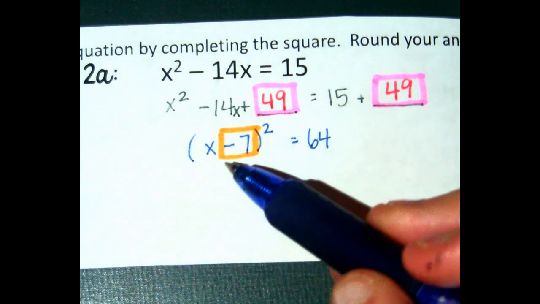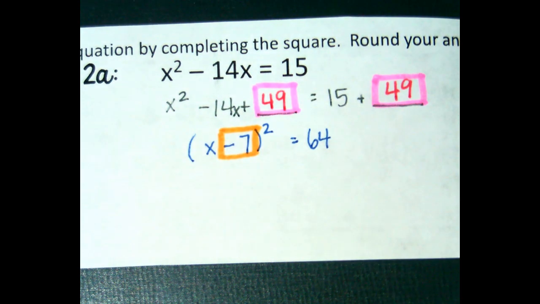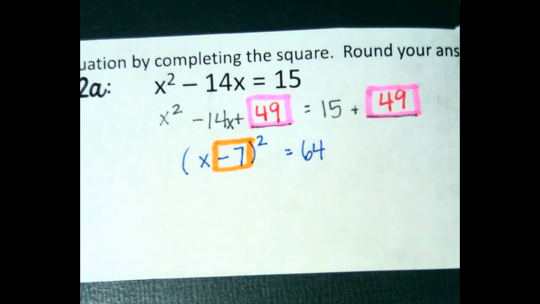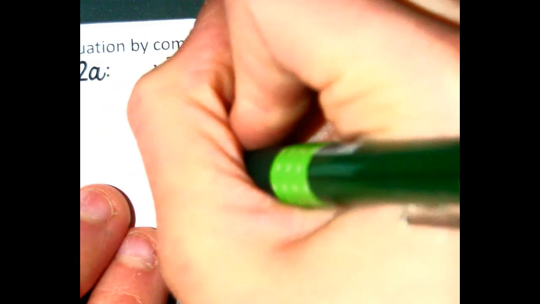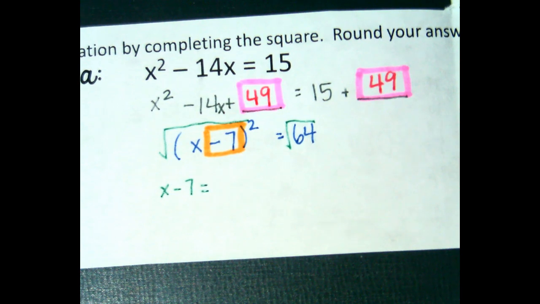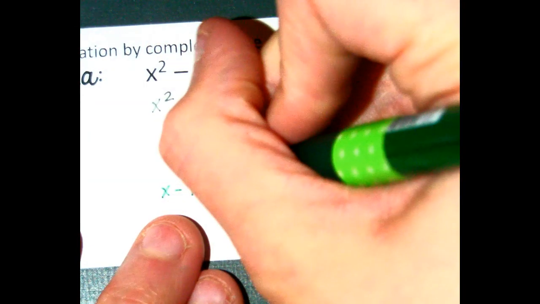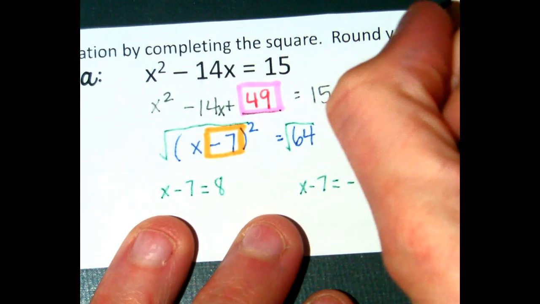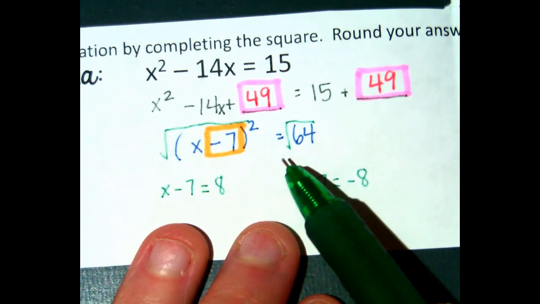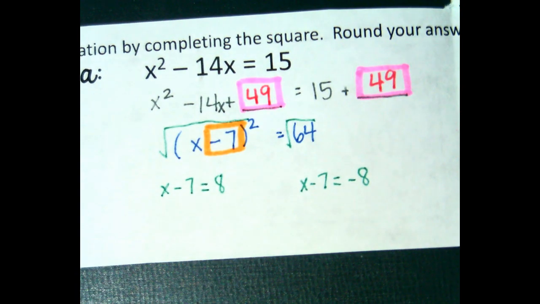When we had these yesterday, how did we solve them? Not yet. I don't add 7 yet. Square root. Take the square root of both sides. So x minus 7 equals what? 8. Don't forget what else? Negative 8. So once we complete the square, we're solving by taking square roots, like we did yesterday.